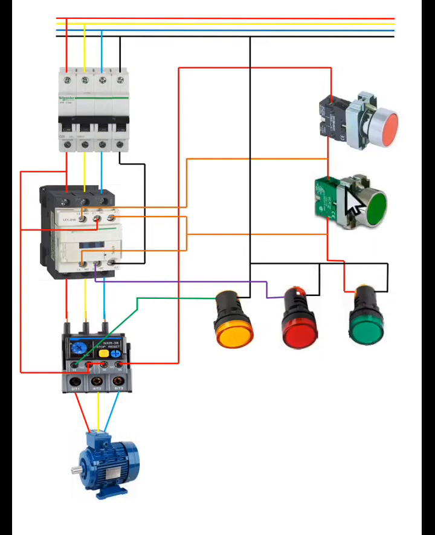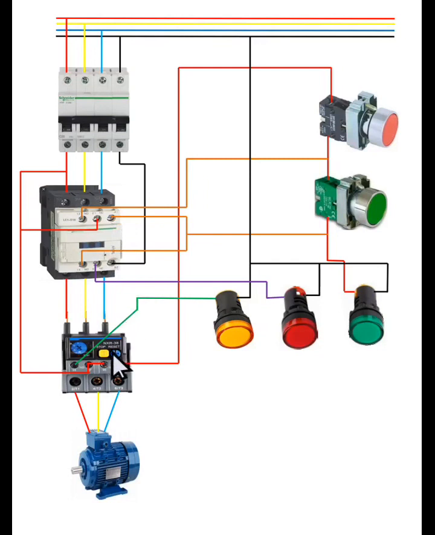Now our returning contact is being wired exactly as it is in the control diagram. You can see from here to the normally open contact of the contactor, which is the 13 and 14. From here you go like this to the coil of the contactor.